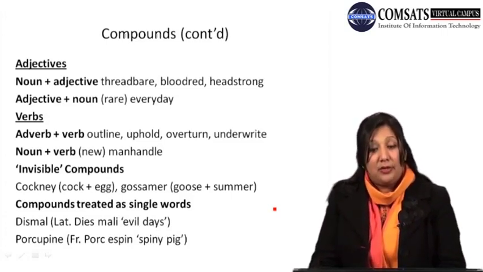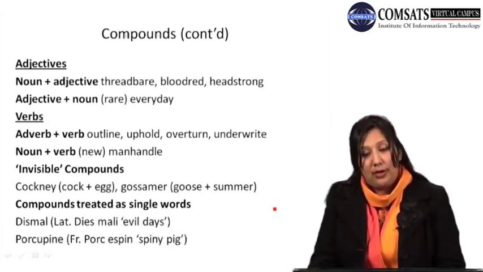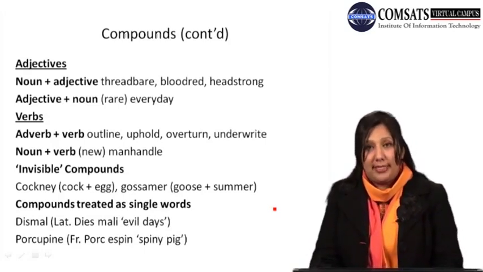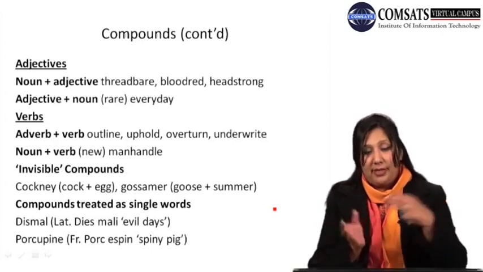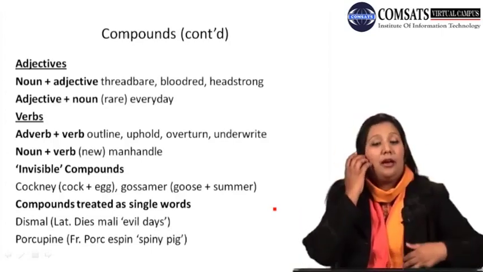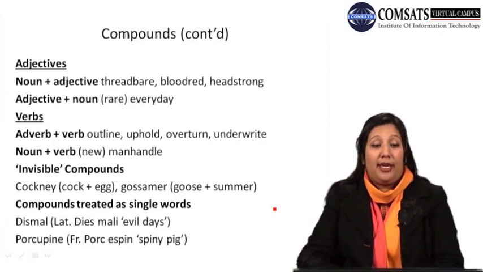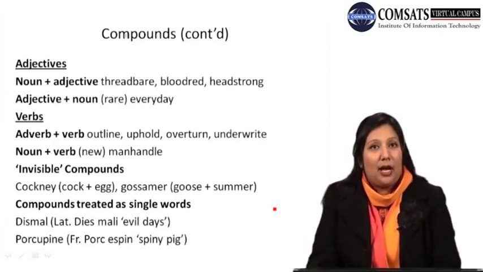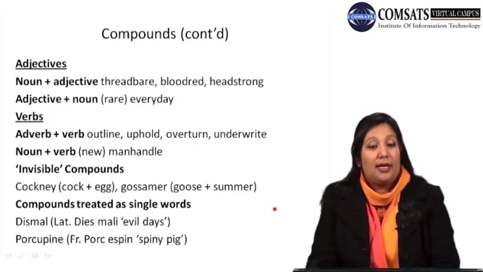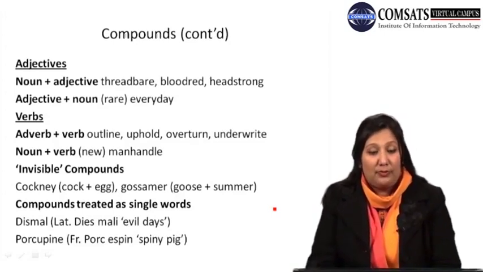And the next is blood red. Blood is a noun, red is an adjective. It's a combination of noun plus adjective. Headstrong. Head is a noun and strong is an adjective. And in the same way, adjective plus noun means a reverse thing would be there, like every day. Every is an adjective and day is a noun. So we see how, with a combination of different words, different compounds have also been found.